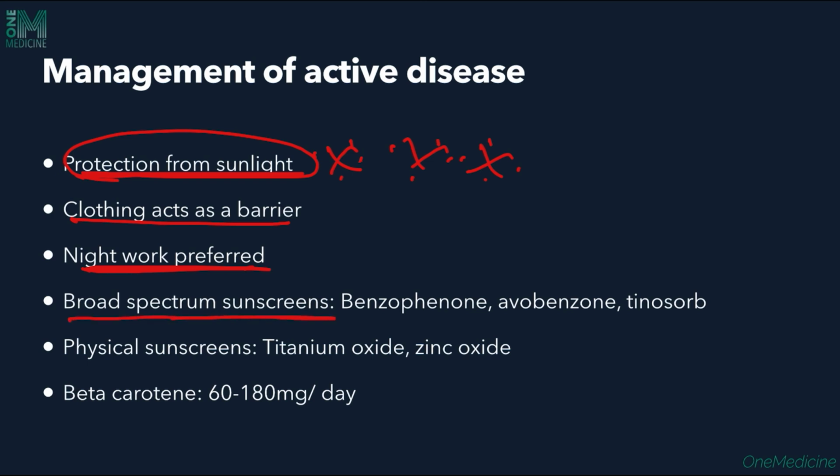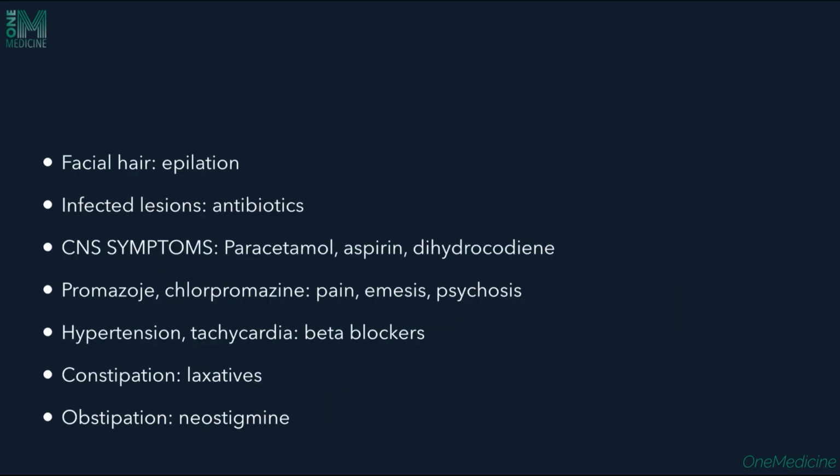Broad spectrum sunscreens which contain benzophenone, avobenzone, need to be given. Physical sunscreens with titanium oxide and zinc oxide are also important here. Beta carotene, which is an oral sunscreen, at 60 to 180 mg per day, can be given here. Facial hair, if it is present, epilation needs to be done for that. For infected lesions, antibiotics are given.